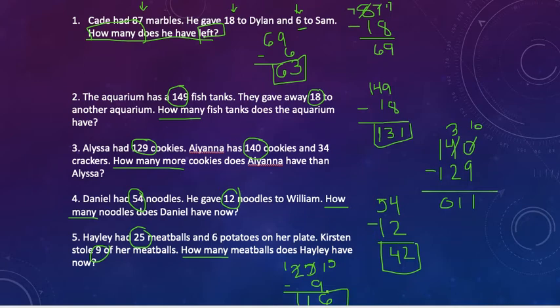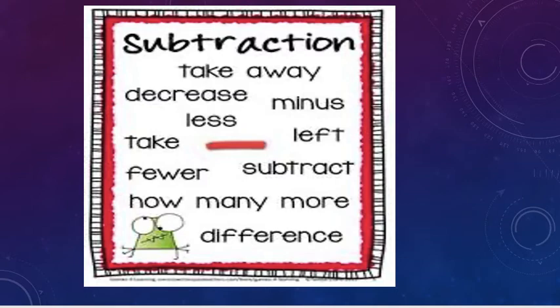So this was just some practice of how we solve subtraction word problems. And just remember that these are just some of the key words to be mindful of when reading through problems. That'll be the biggest hint to know that you have to subtract. So we have take away, decrease, minus, less, take, left, fewer, subtract, how many more, and difference. So we need to remember that there are certain keywords for addition and certain keywords for subtraction.